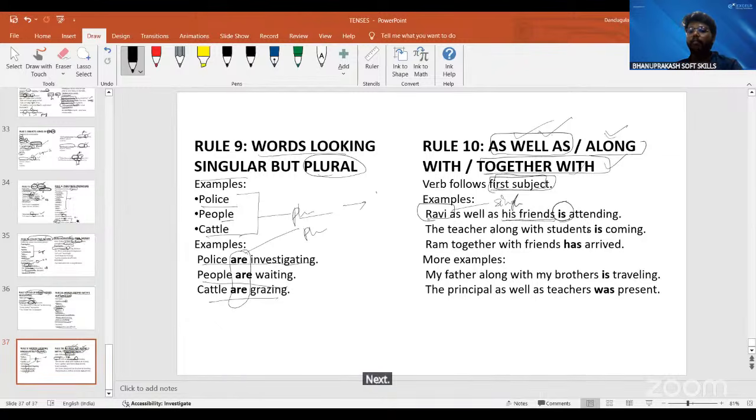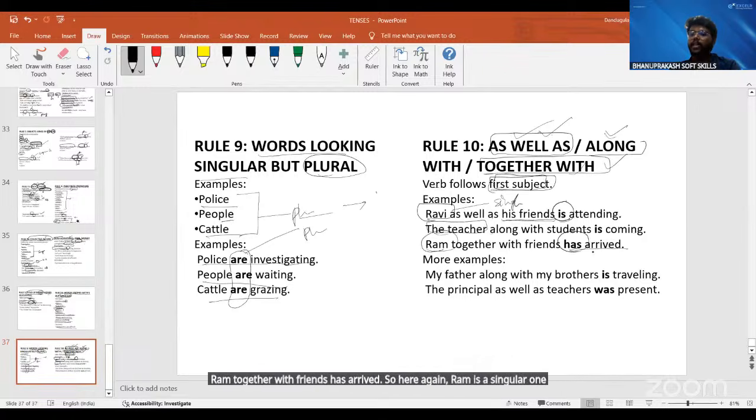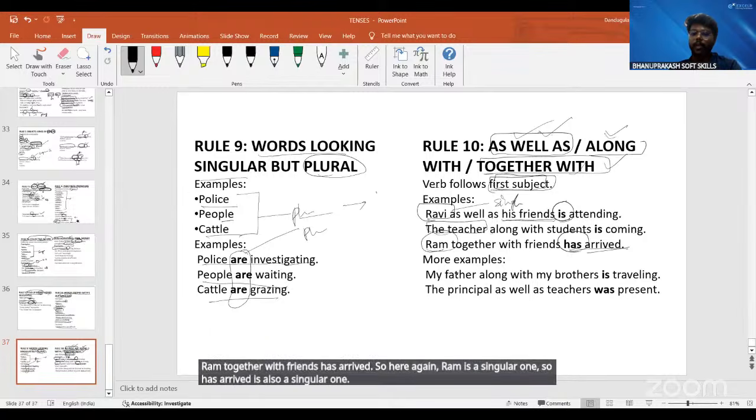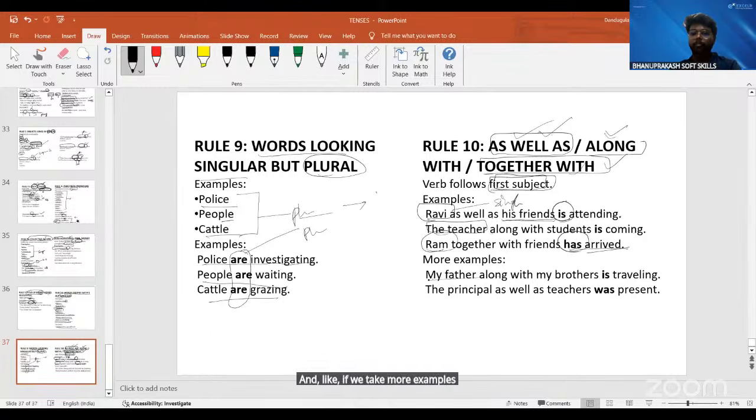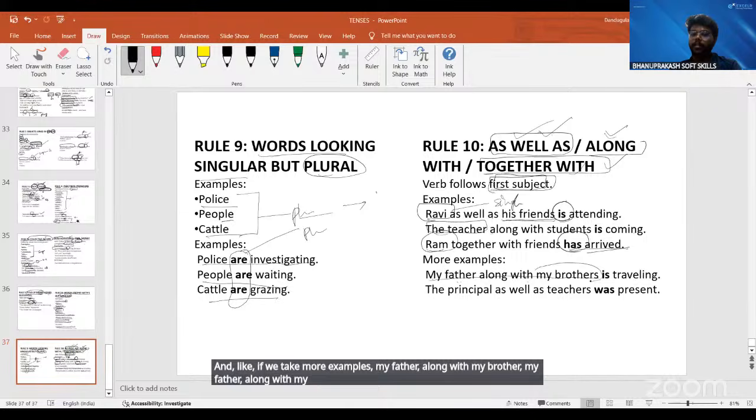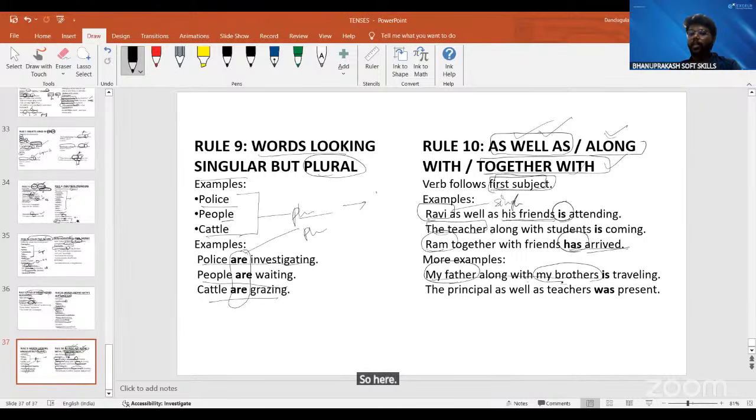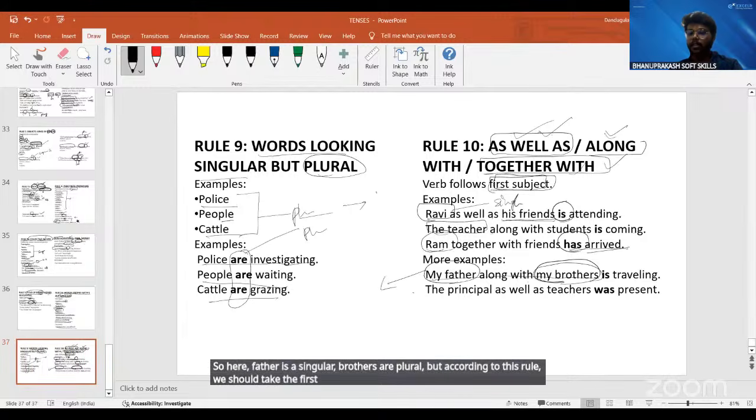Next, 'The teacher along with students is coming' is right, as this teacher is singular. 'Ram together with friends has arrived'. Here again Ram is singular, so 'has arrived' is also singular. If we take more examples, 'My father along with my brothers'. Here father is singular, brothers are plural. But according to this rule, we should take the first subject only, which is singular. So automatically the verb is also singular.